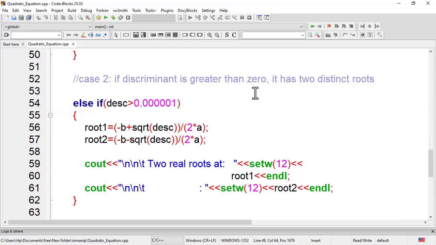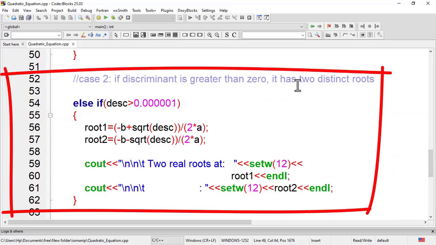Case 2, if the discriminant is greater than 0, it has distinct roots. Else if discriminant is greater than 0.000001, root1 is equal to minus b plus square root of the discriminant divided by 2a. Root2 is equal to minus b minus square root of the discriminant divided by 2a. Cout, let's display the roots of the quadratic equation. Two real roots, so setw(12) root1. This one will display root1. Cout setw(12) root2. This one will display root2.